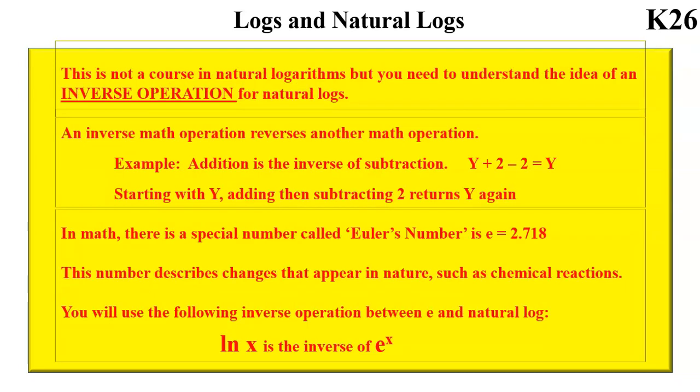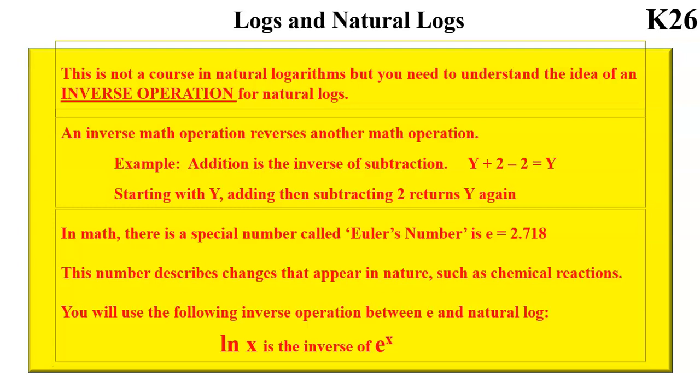Okay, this is not a course in natural logarithms, but you need to understand the idea of an inverse operation for natural logs. So an inverse math operation reverses another math operation. So for example, addition is the inverse of subtraction. So if I start with some variable y and add 2 to it and then subtract 2 from it, it gets me back to y. In other words, the subtraction undoes the addition. They reverse each other. So starting with y, adding and then subtracting 2 returns to y.